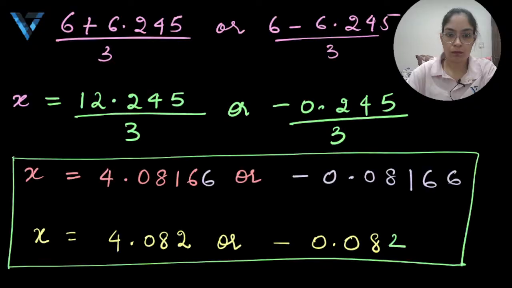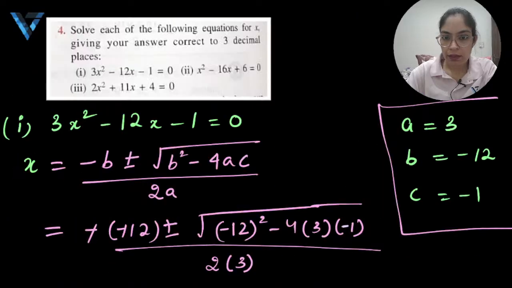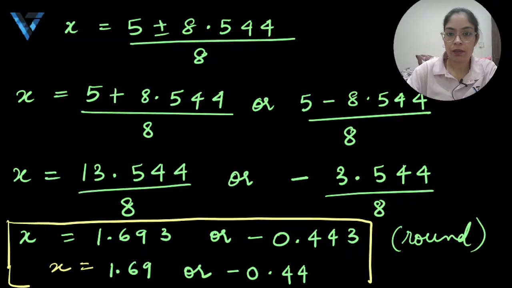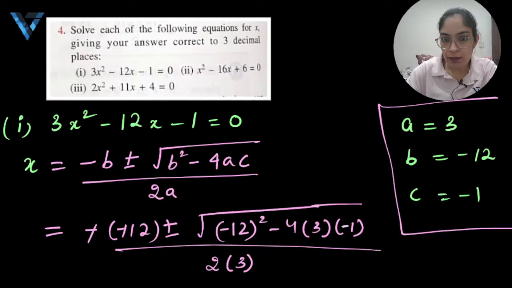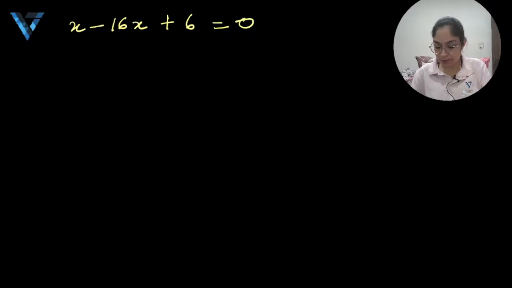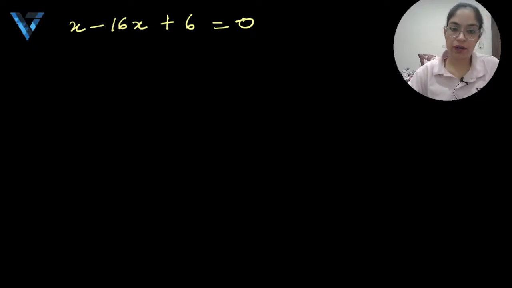Let's do the next one now. So the next equation is x square minus 16x plus 6 is equal to 0. So solve it. Only equations are there. Let's try to solve these equations fast.